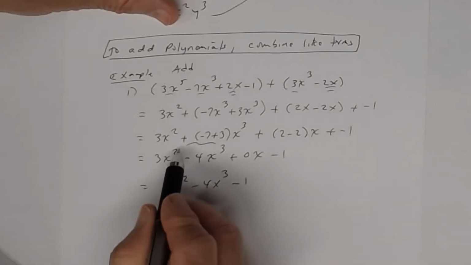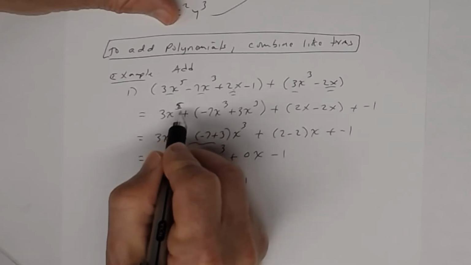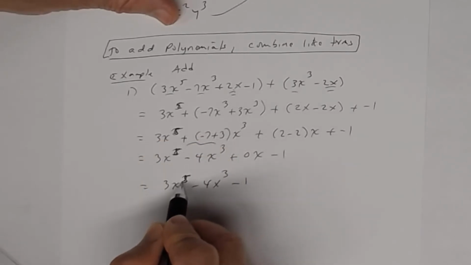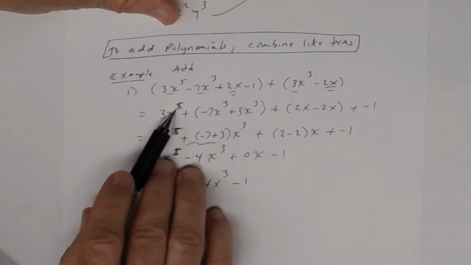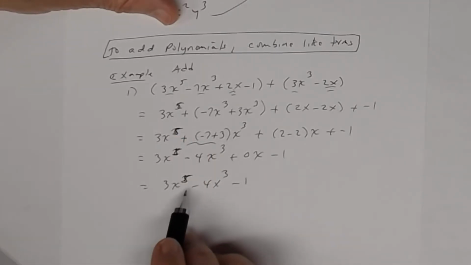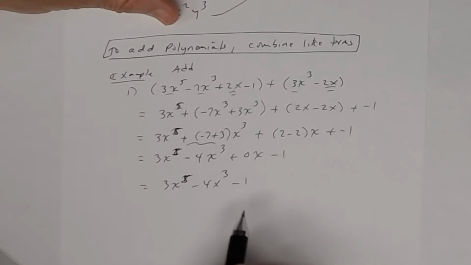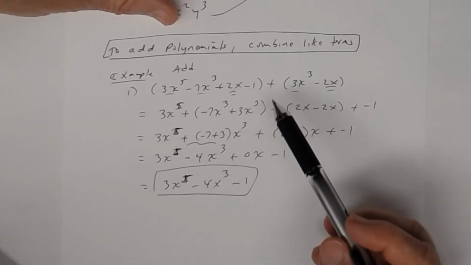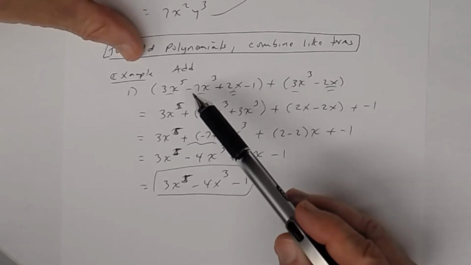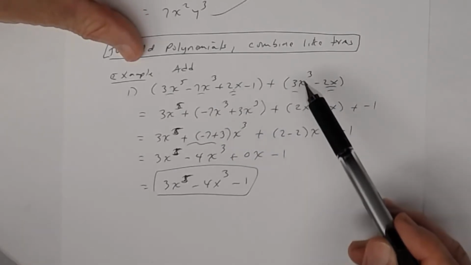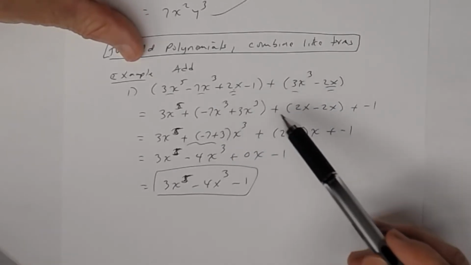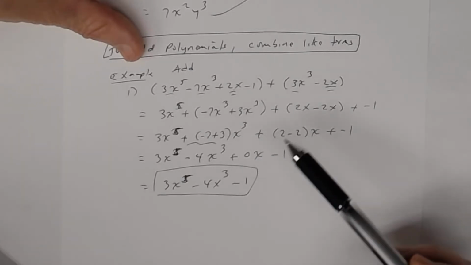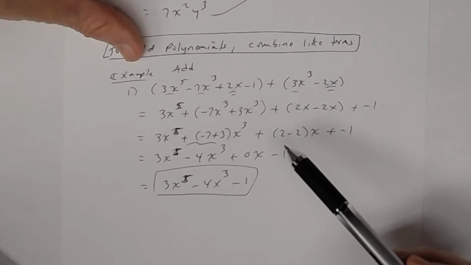Okay? I'm sorry, that should be, that's 5, excuse me. That's 5 right here, because of this 5 right here. I'm not sure why I put x squared. So that's 3x to the 5th minus 4x cubed minus 1, and there's your answer. Okay? But the point is also that as you practice with this, there are some of these steps you don't have to write down because it's actually in your mind. You're thinking about it when you combine like terms.